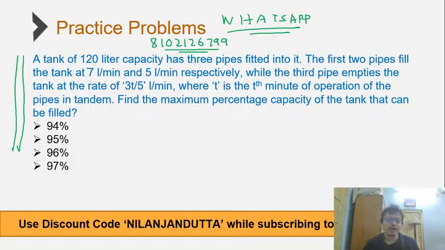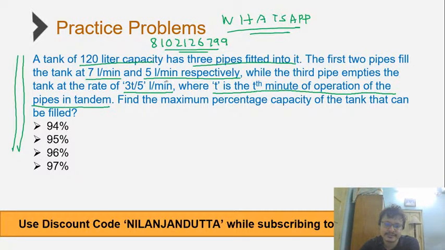So how do we do the next one? It says a tank of 120 liters capacity has 3 pipes fitted into it. The first 2 pipes will fill the tank at the rate of 7 liters per minute and 5 liters per minute respectively. The third pipe will empty the tank at the rate of 3t by 5 liters per minute, where t is the tth minute of operation of the pipes in tandem.